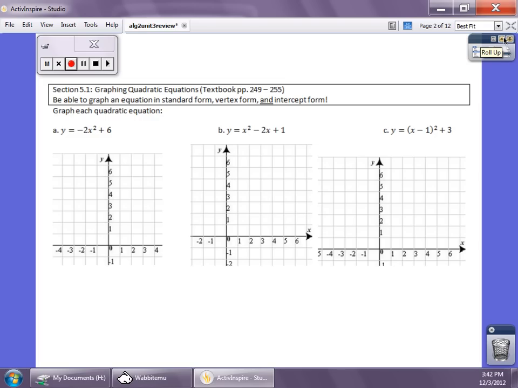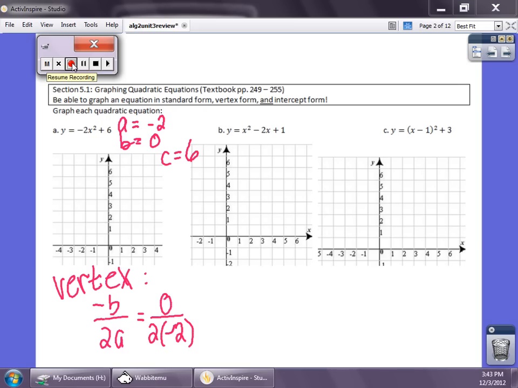Now it's in standard form, so I can give A, B, and C, and then use the vertex formula to find the vertex of that equation. As you can see, I got A is -2, B is 0, and C is 6. I plugged in negative B, or 0, all over 2 times -2, and I get that the x-coordinate is 0. To find the y-coordinate, I simply plug in 0 everywhere I see an x, and I get that the y value is 6.